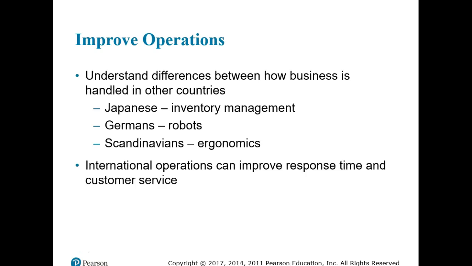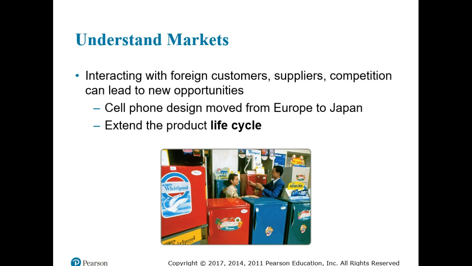For instance, the Japanese have improved inventory management. The Germans are aggressively using robots, and the Scandinavians have contributed to improved ergonomics throughout the world. Now, international firms inevitably learn about opportunities for new products and services. Also, they may be able to sell maturing products longer in less developed countries.